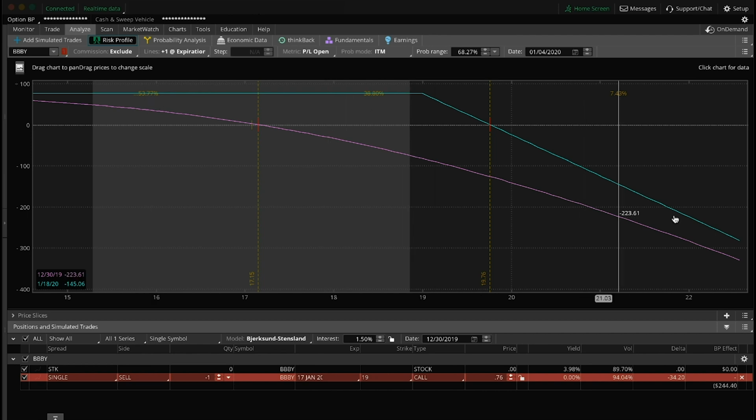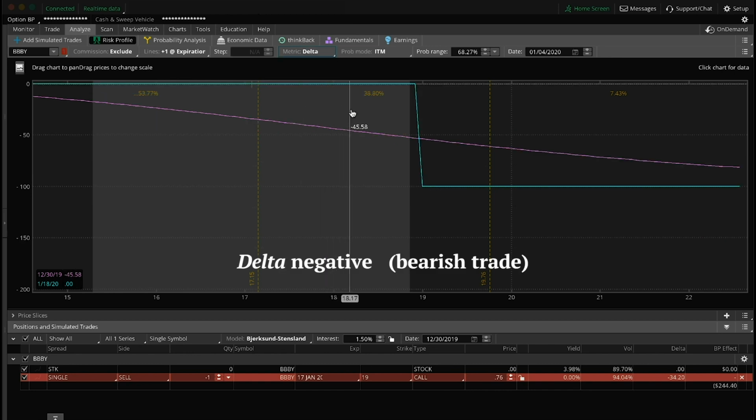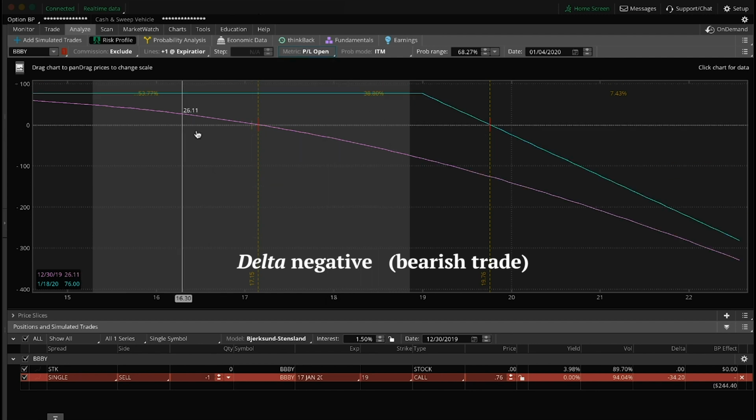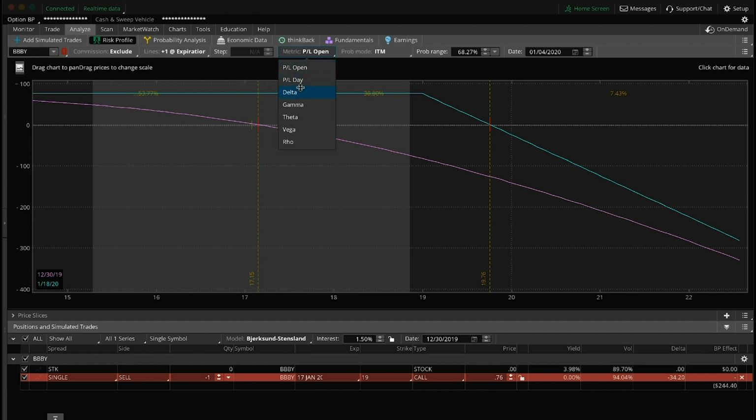But let's talk about the Greeks a little bit here because that will affect the trade. So the first one is the delta. You can see that negative number right there as I'm sliding around, minus 46.74. This is a delta negative trade. Remember, delta negative means it's a bearish trade. And that makes sense if you just look at the picture. Of course, we want the stock to either stay where it is or go down. It's a bearish trade. It's delta negative. The next Greek is theta.